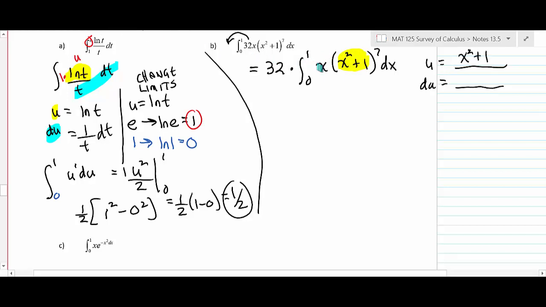Now I'm going to highlight what's left over. We're hoping du will be what's in blue, or close. What is du? The derivative of x squared plus 1 is 2x, so it's 2x dx. That's close enough, right? You want this to be x dx, so you divide both sides by 2. I'm going to write that as 1/2, so now it matches.